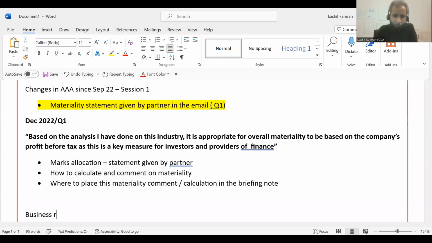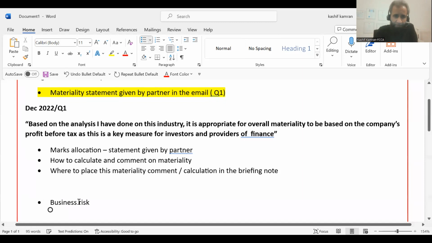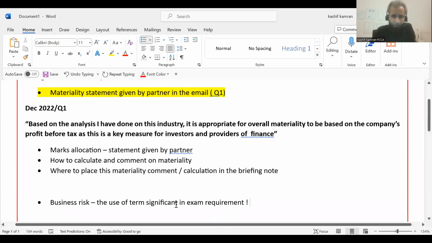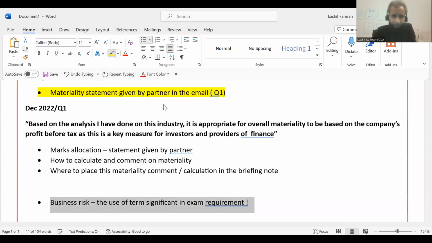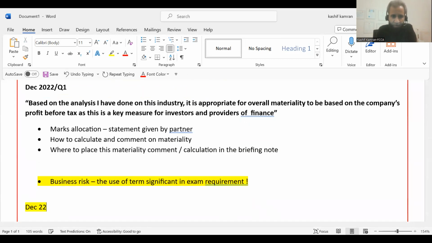And this is what the change is for business risk for you to remember. The use of the term significant in the exam requirement. That's the change which you should be familiar with as well. And if you can just copy paste the change which we got from the December 22 question number 1A.